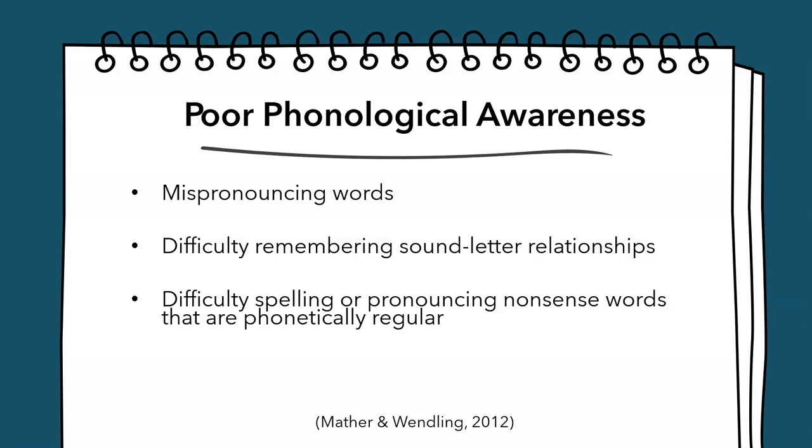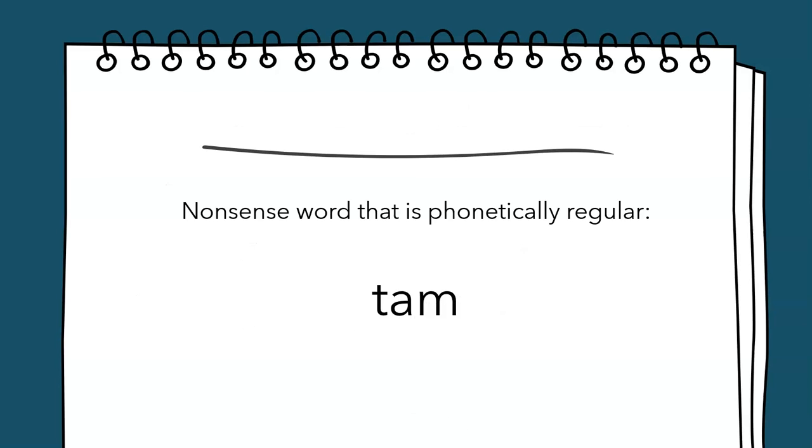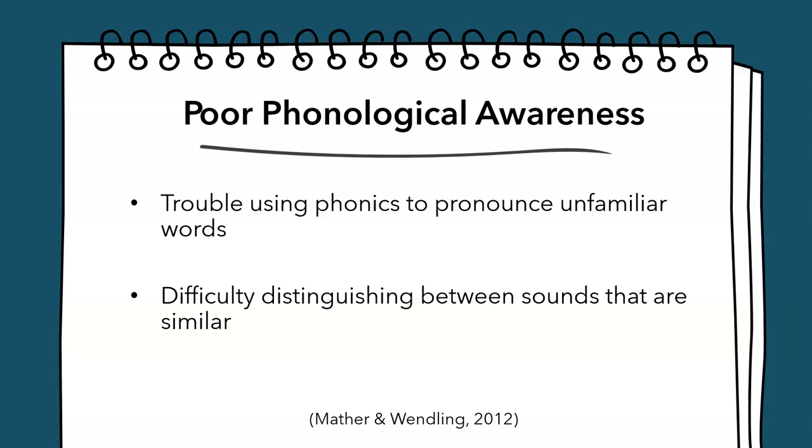Poor phonological awareness involves mispronouncing words, difficulty remembering sound and letter relationships, difficulty spelling or pronouncing nonsense words that are phonetically regular. So if I looked at the word TAM, I would use my phonics knowledge, I would use my knowledge of sound and letters to pronounce the word tam. Trouble using phonics to pronounce unfamiliar words, difficulty distinguishing between sounds that are similar.